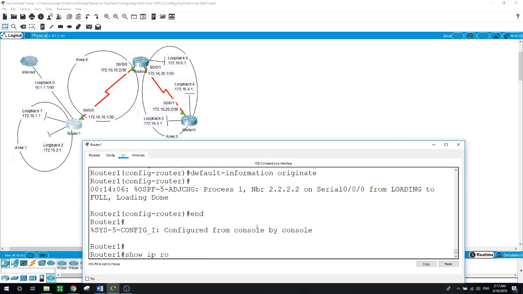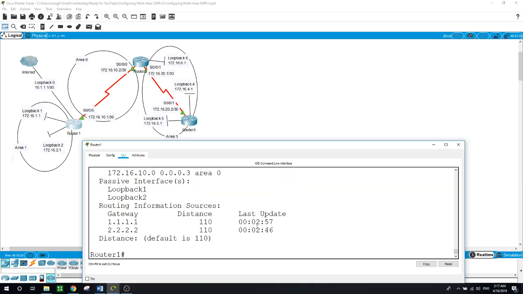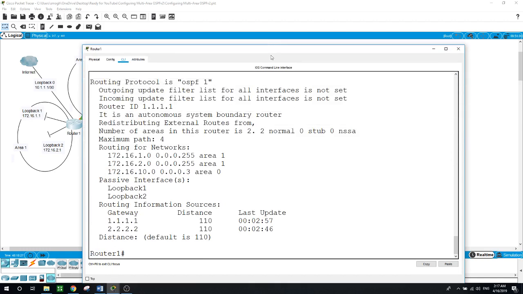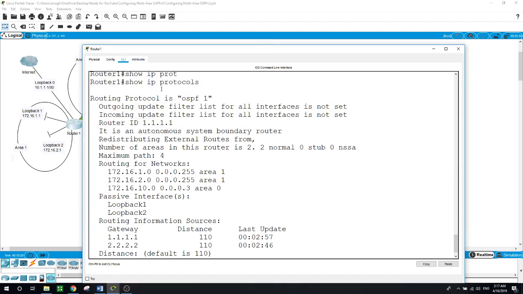Show ip protocols. As you can see here, it's showing us that we are using the protocol OSPF. The router ID on router 1 is 1.1.1.1, and here it is showing us that this is an autonomous system boundary router. Why? Because loopback 0 is connected to the internet, to another autonomous system.